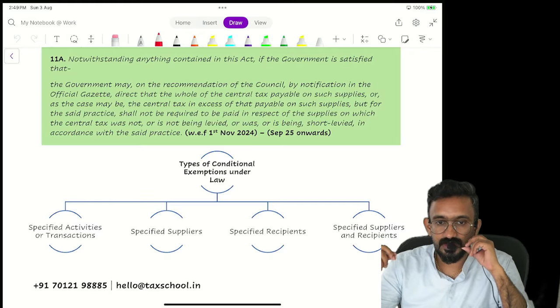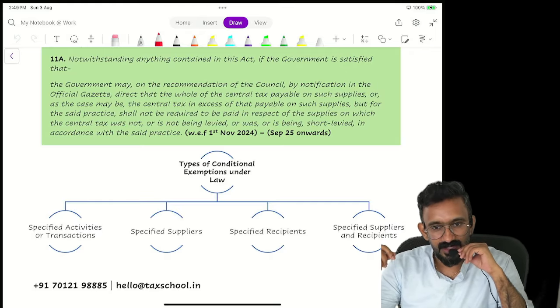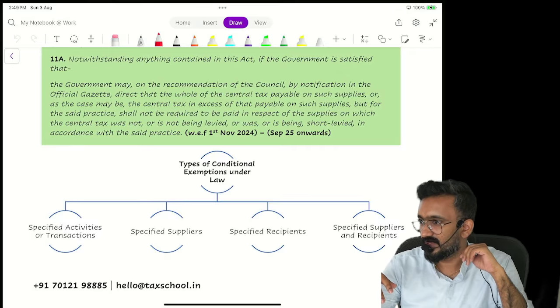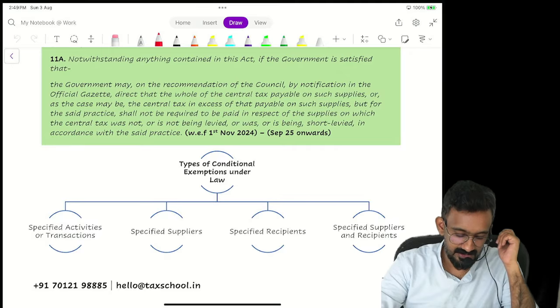If some tax was not paid or short paid, why? General practice. The government can now give exemption on that amount. That's it. Very simple one.